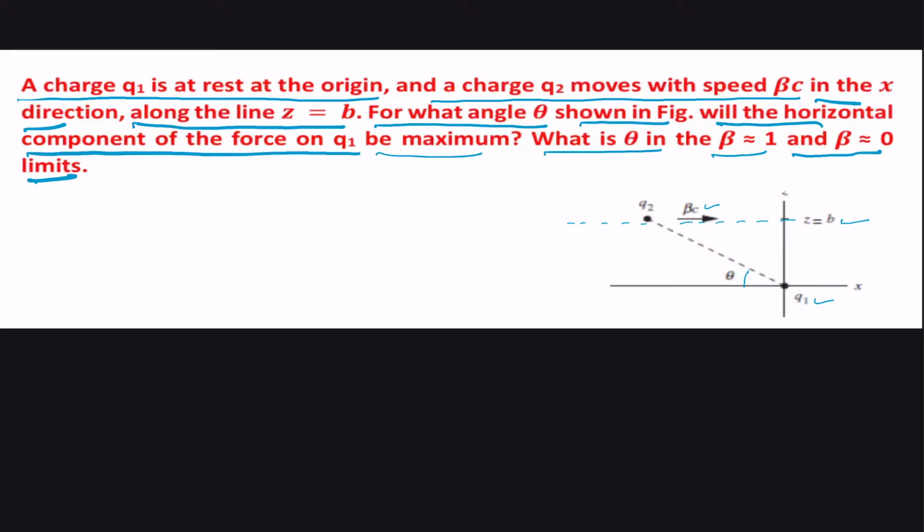And so let us call this distance r, and this will be obviously our b. Therefore, we can write that sine of theta will be equal to b upon r. So from here we can say that r is equal to b upon sine of theta. And we are going to use the standard formula for electric field of a uniformly moving charge.